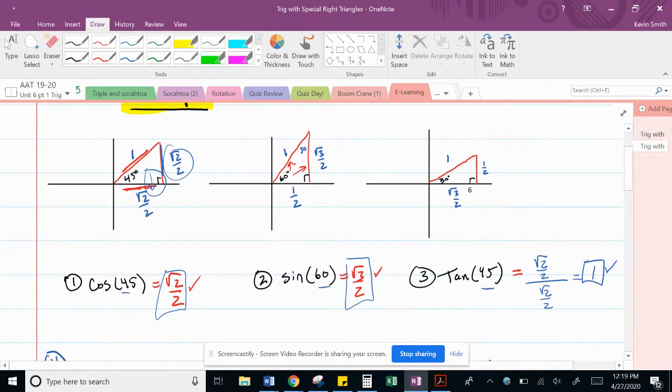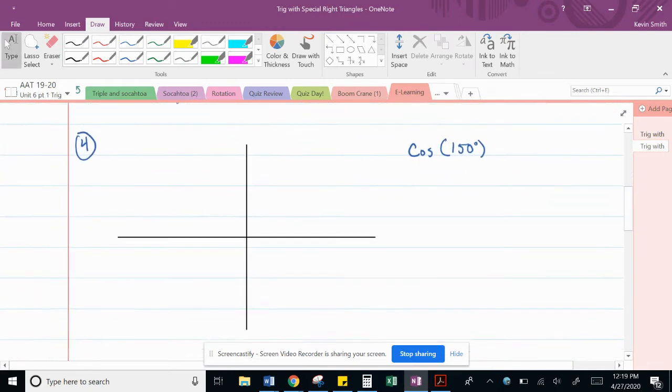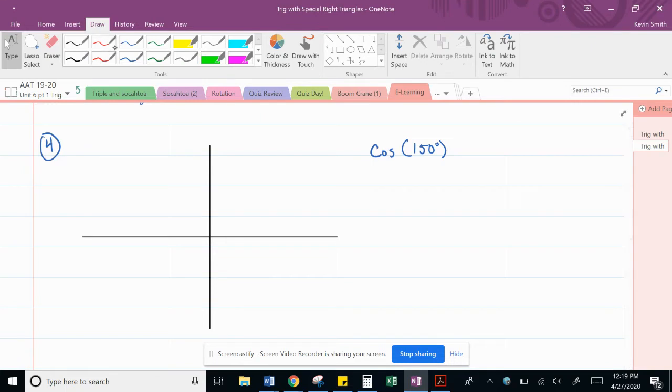Okay, so now we are going to start moving into other quadrants. Like if I give you something like the cosine of 150. First thing I like to do is you got to make sure you know that this is a 0-degree angle. This is 90 degrees, 180, 270. And this is also 360. Now, 150 is going to show up in the second quadrant over here. This will be a 150-degree angle.